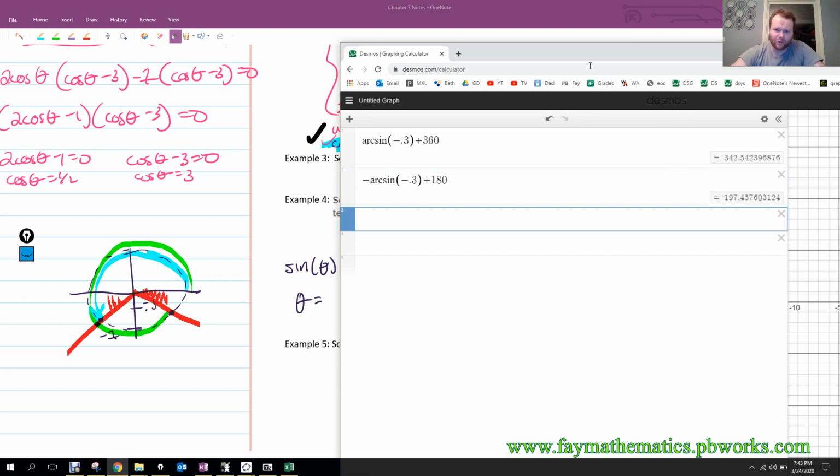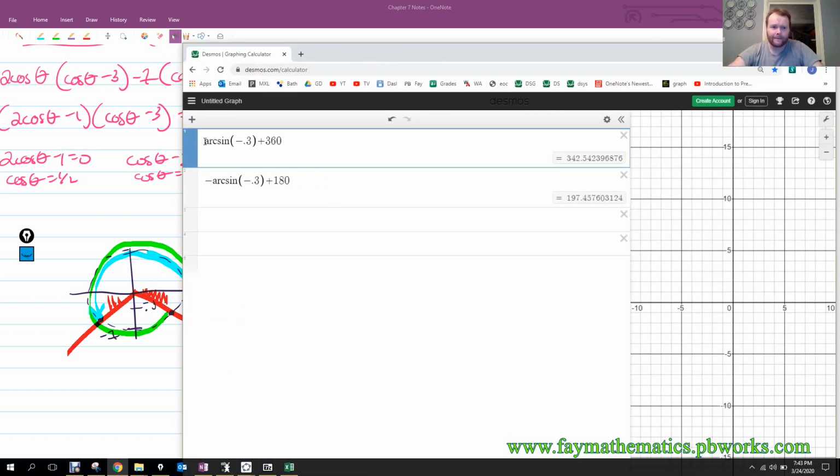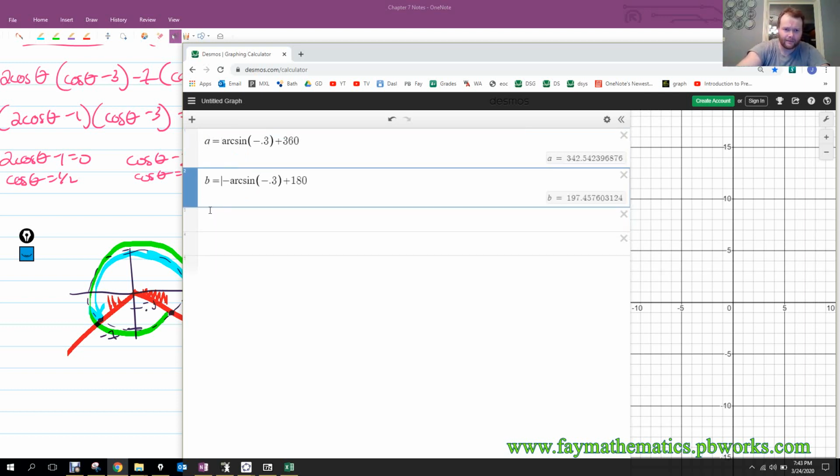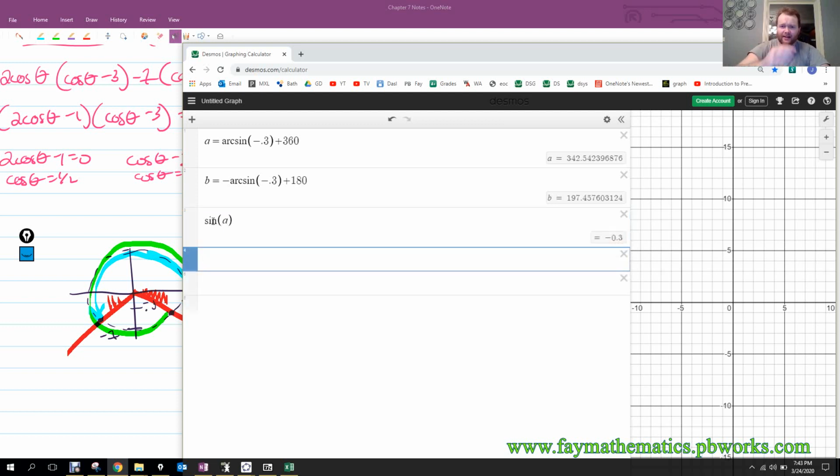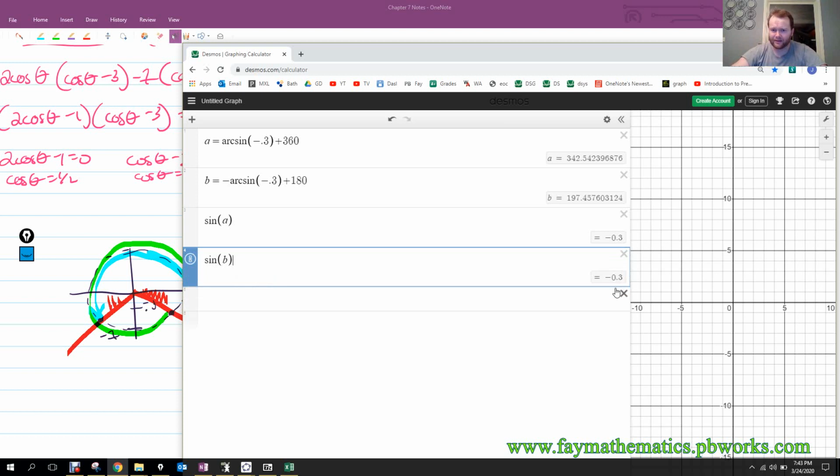And those are the two angle measurements that I'm looking for. I'm just going to call this one A, and I'll call this one B. I'm going to run through a check here real quick. If I say sine of A, you see that it gives me negative 0.3. So plugging in that angle to the sine function gives me negative 0.3. If I say sine of B, same thing.